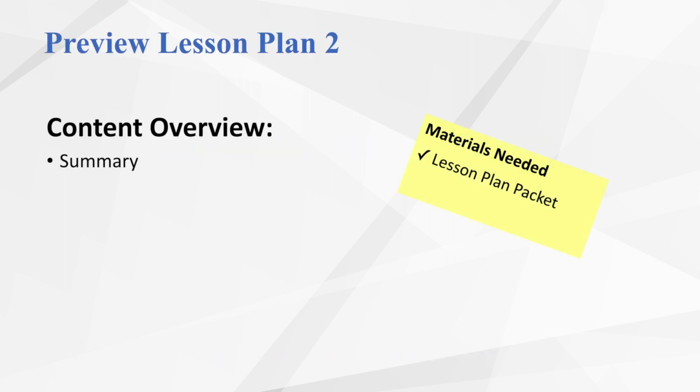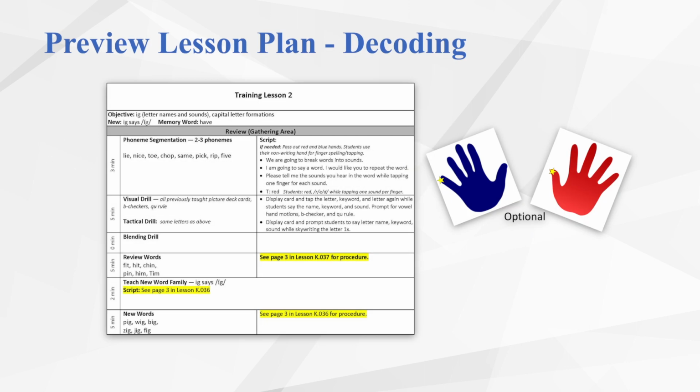We are now going to preview Training Lesson 2, which is in your lesson packet in the front of your manual. On the screen, you'll see the decoding components of Training Lesson 2. On the left side of the lesson are the skills you will deliver to your students, and the right side explains how to deliver these skills.